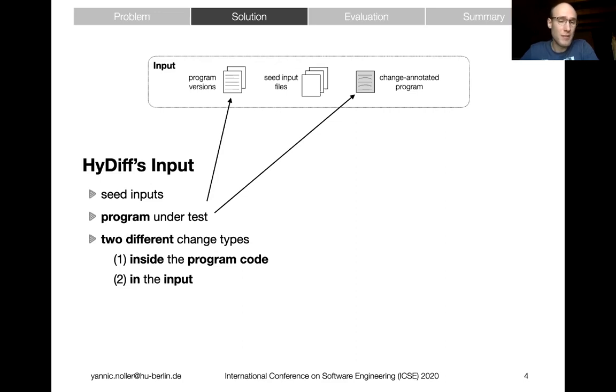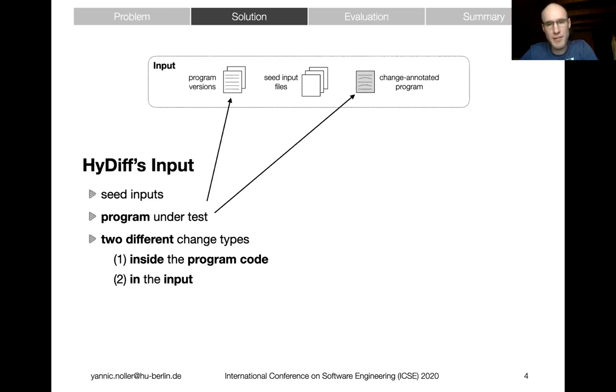HyDiff requires at least one seed input to drive the initial exploration. But if you have an existing test suite, of course, you can incorporate it. We also need the program under test. And here we distinguish between fuzzing and symbolic execution. For fuzzing, we take the actual program and instrument it, for example, to measure the program coverage. And for example, for regression testing, of course, we need several program versions.